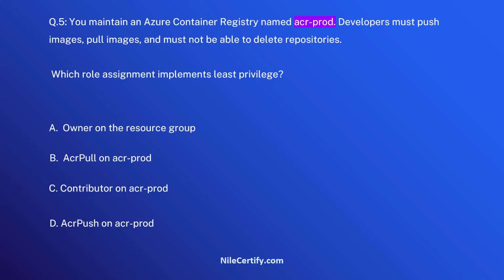Option B, ACR pull on ACR prod, which is a container registry. This role only lets you pull images, and the developer wouldn't be able to push new ones, which the question specifically says they must do. So while it's restrictive, it's actually too restrictive and doesn't meet the requirements.